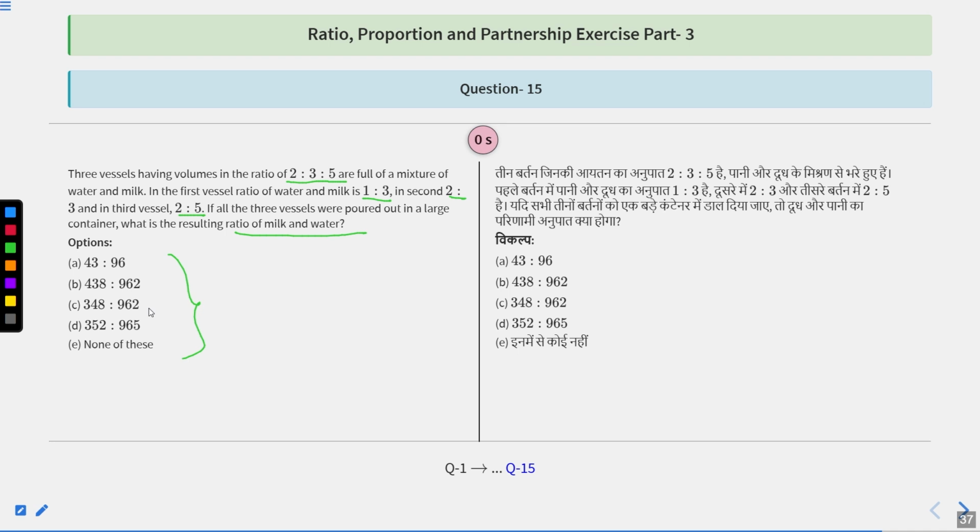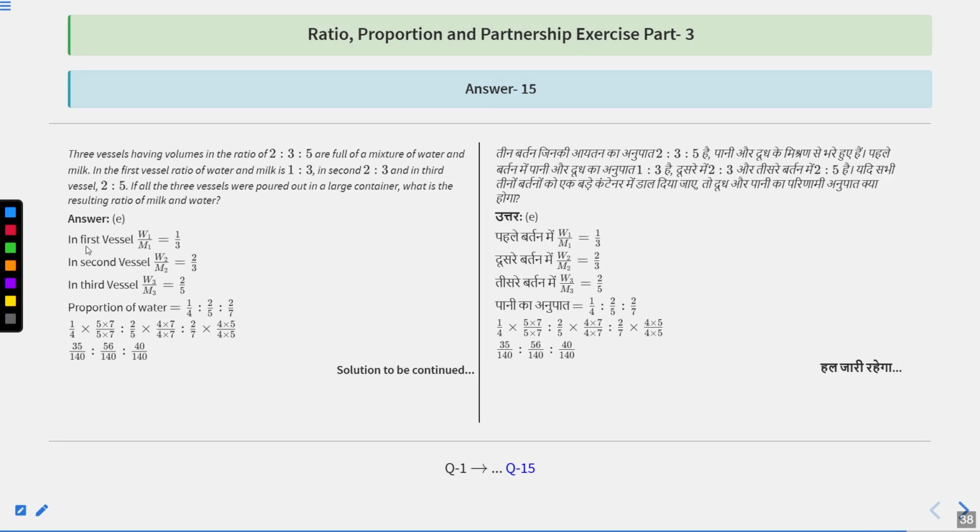Now time's up. Let's see the solution. Now the question says in the first vessel, water and milk are in the ratio 1:3. Clear? In the second vessel, water and milk ratio is 2:3. In the third vessel, water and milk ratio is 2:5. So when we compare it, proportion of water is 1/4, 2/5 and 2/7. When we calculate the water in total amount, clear? So total amount is 4 and water is 1 unit.